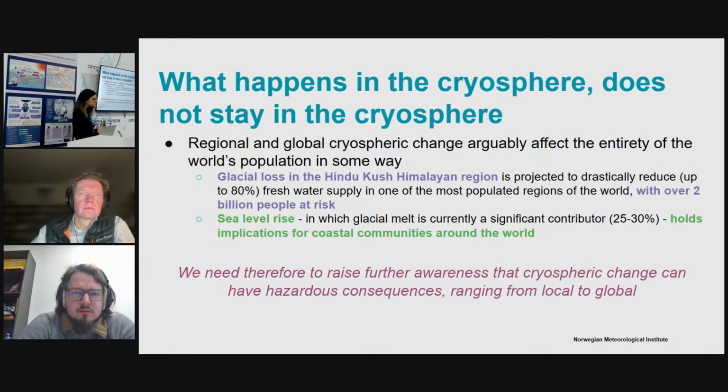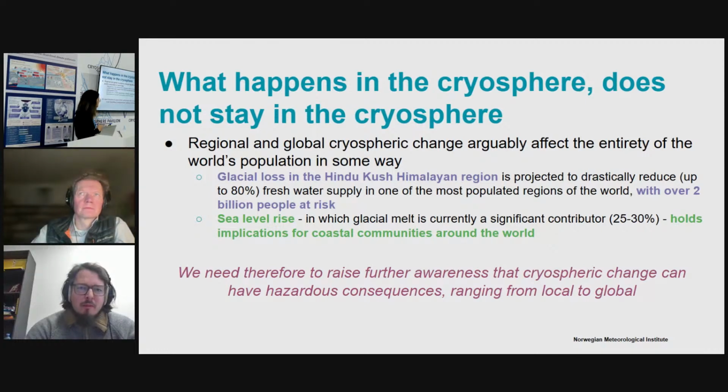We gave a few examples of what we have been working on, but there's so much more to come, especially in the Hindu Kush Himalayan region. This is one of the most populated areas in the world, with up to 2 billion people at risk if this glacial loss continues, due to, for example, the impact on the fresh water supply. I mean, this is such a large part of the world that is really sensitive to what's happening in the cryosphere.